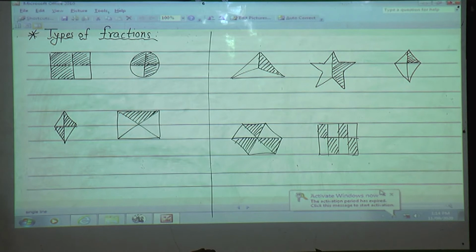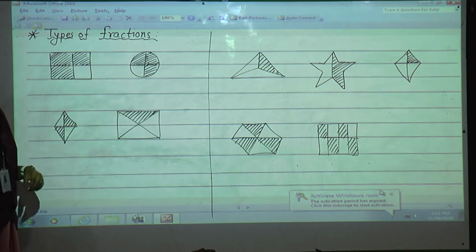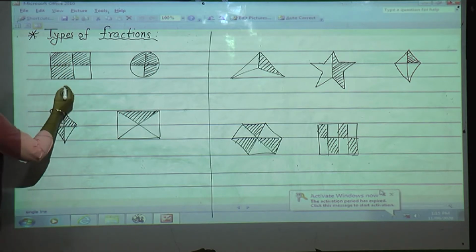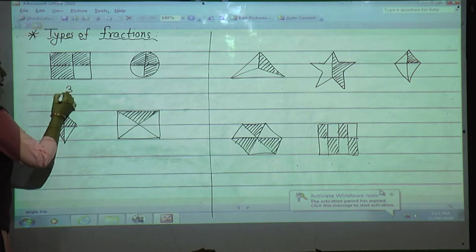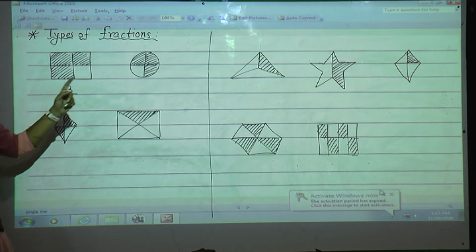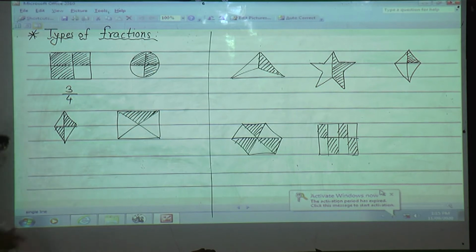Now see, our next concept is types of fractions. Now can you observe these shapes? Here is a square. How many parts are there? There are 4 parts. How many parts are colored? 1, 2, 3. So what is the fraction of this shape, students? 3 out of 4. 3 parts are colored out of 4 parts. Now see this shape.